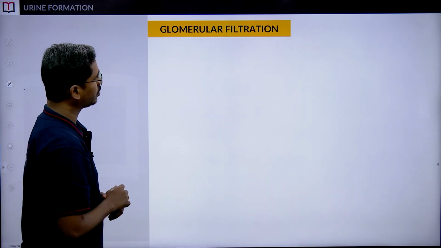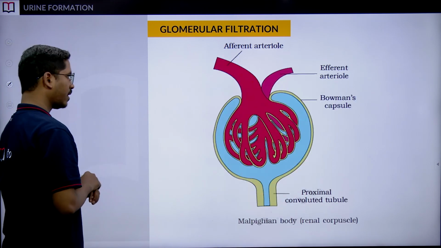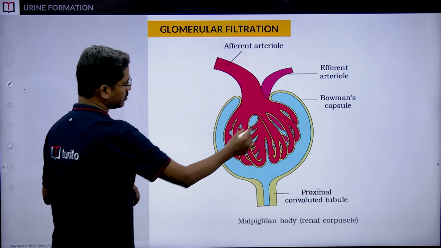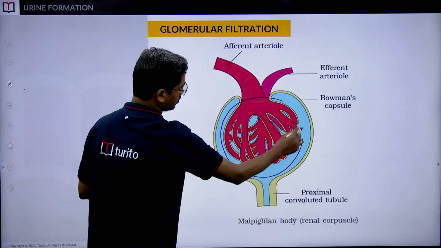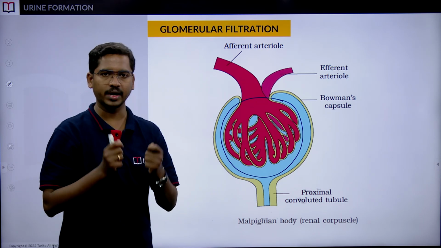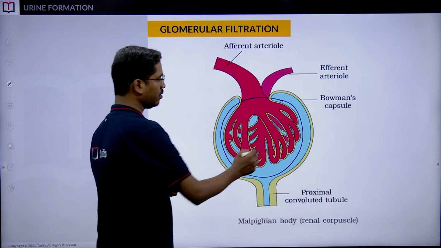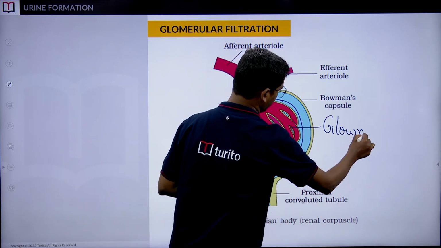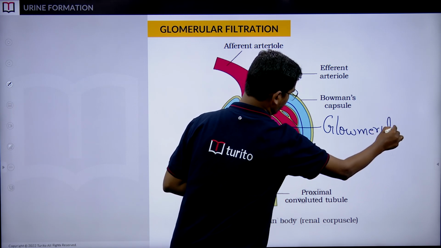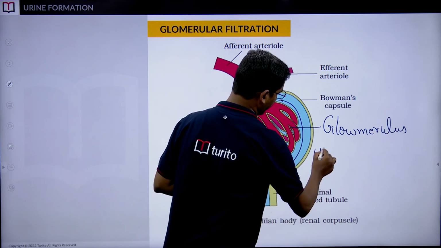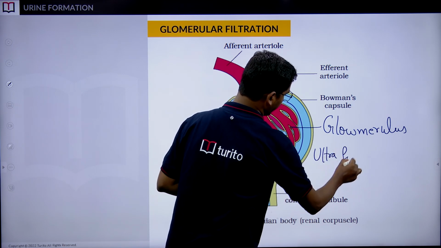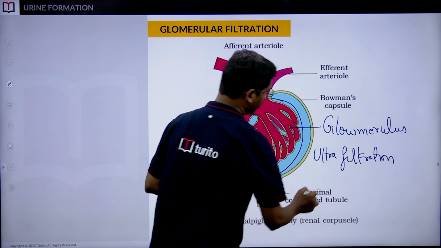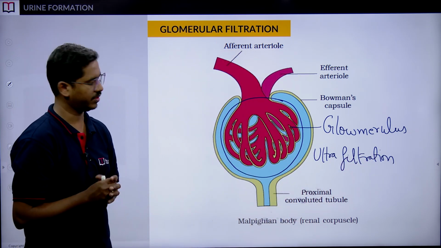So, you see the glomerular filtration system, it looks like this. What is mentioned here is very simple, children. This is a system which is actually involved in ultrafiltration of blood. So, this is the glomerulus. This one is involved in ultrafiltration of blood. This is where the ultrafiltration of blood takes place.